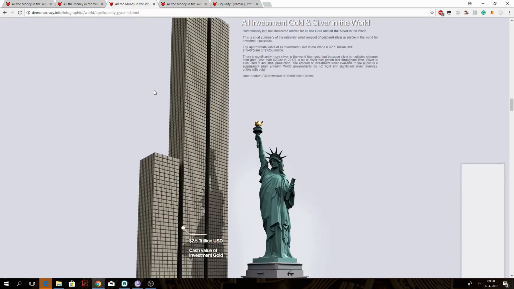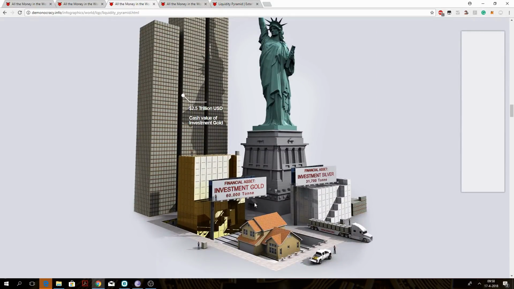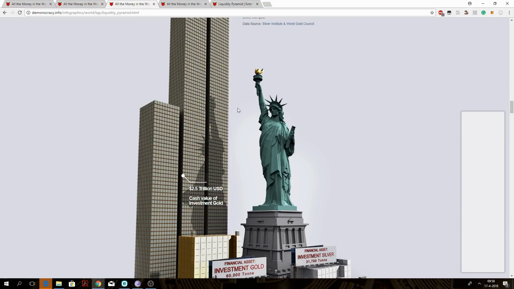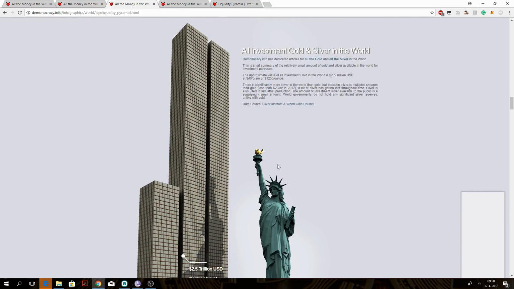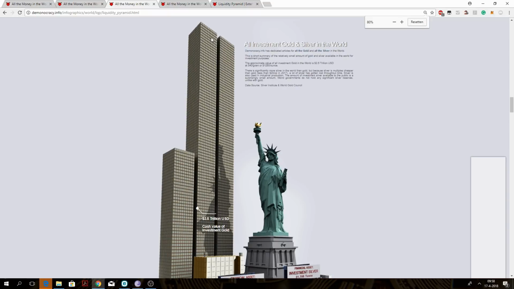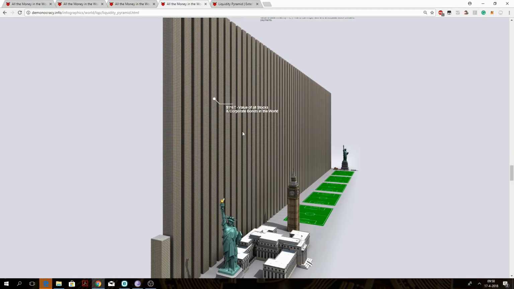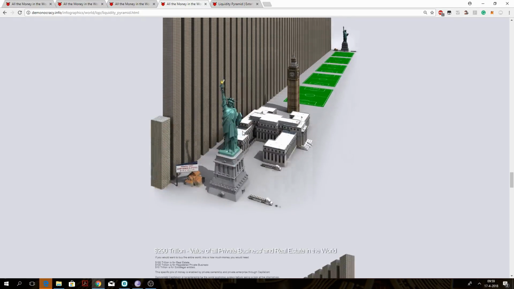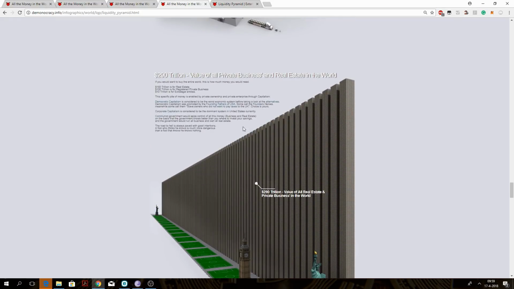Now, if we go over to gold, this is all the available gold and all the available silver in the world. Fun fact, there is less silver than there is gold. We can visualize the value of this gold and silver by putting the Statue of Liberty here, and that should give us an idea how much money there is in gold and silver USD wise. Now, next, you've got the value of all corporate stocks and bonds in the world.